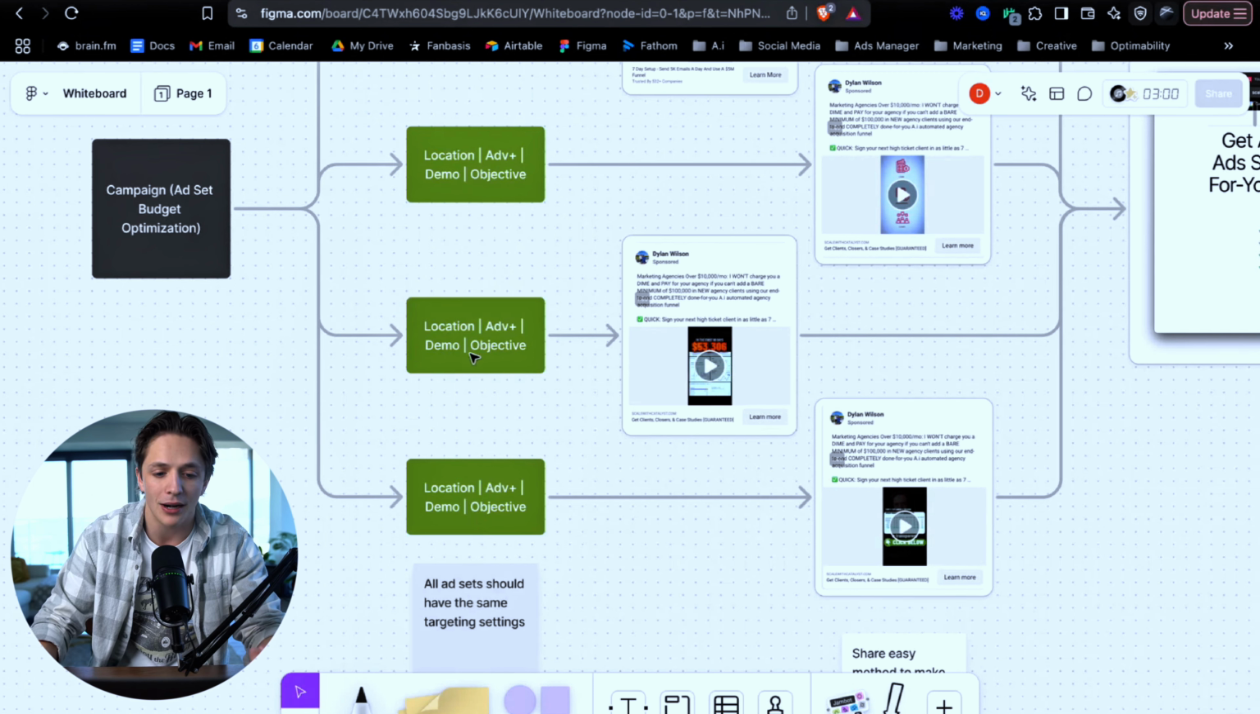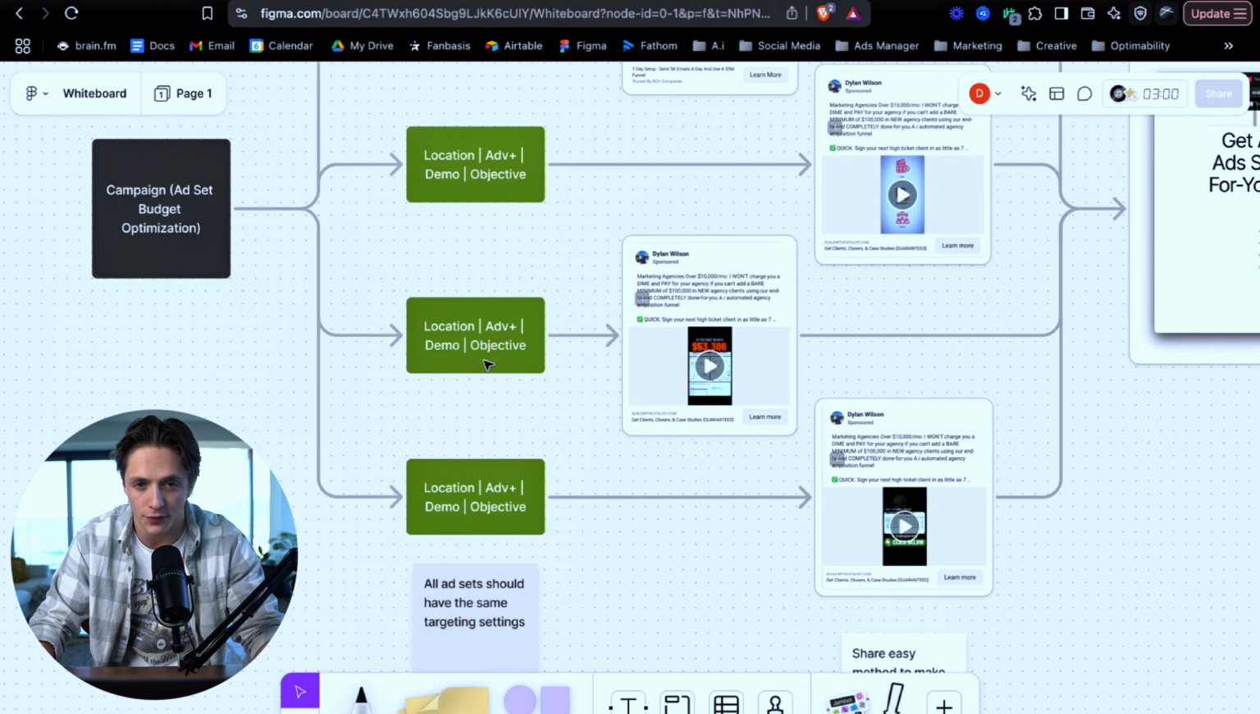In regards to the demographic, if there are any demographic restrictions that you have, like as in you only target males or you only target females, you can include that.